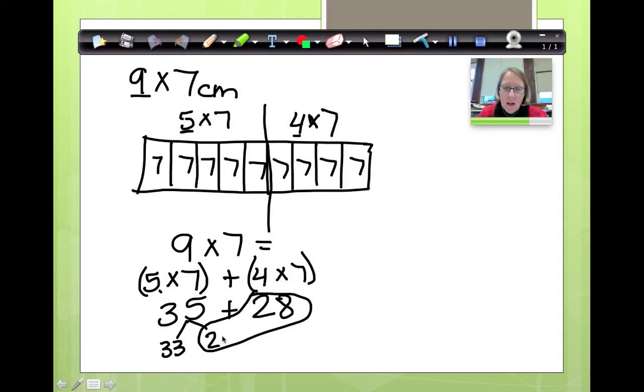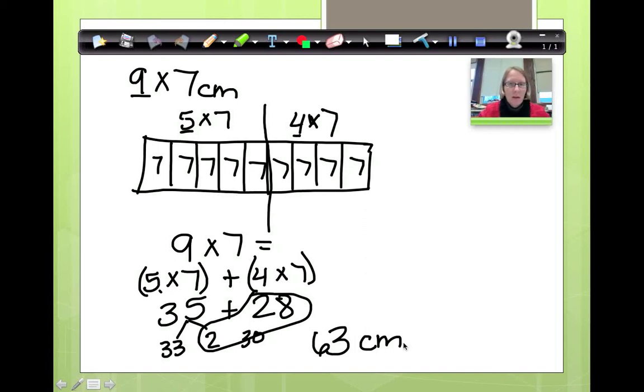Okay, so what is this? 2. This makes me up to a 30. Oh, now I have 30 plus 33. What is that? That is 63. It's easy to add that. Now, what is my label? I want to know how long it was. It was centimeters. Okay?